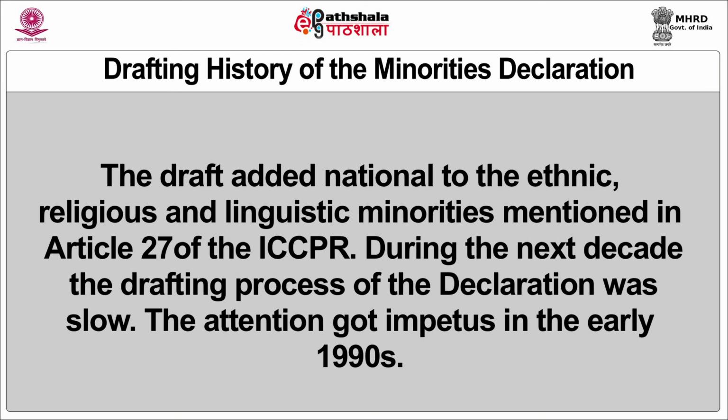The work of preparing the draft of the declaration started in 1978 under the newly established open-ended working group of the Commission on Human Rights. Yugoslavia was the first to present the initial draft of the declaration. The draft added national to the ethnic, religious, and linguistic minorities mentioned in Article 27 of the ICCPR. During the next decade, the drafting process of the declaration was slow. The attention got impetus in the early 1990s.